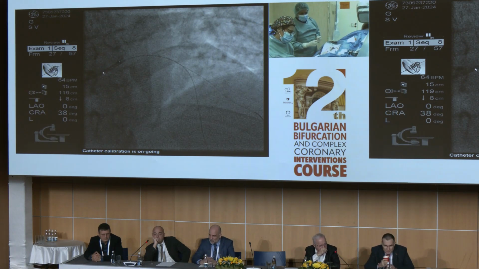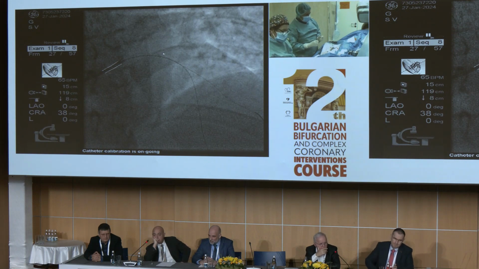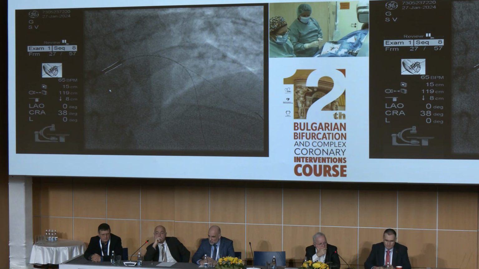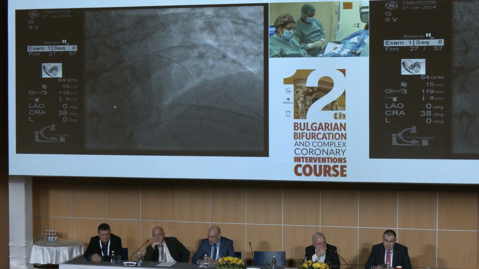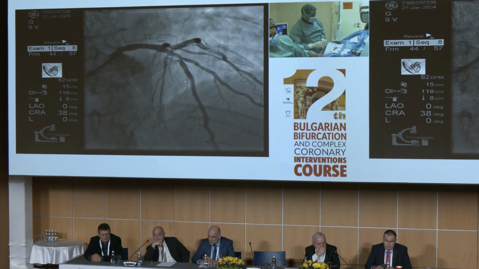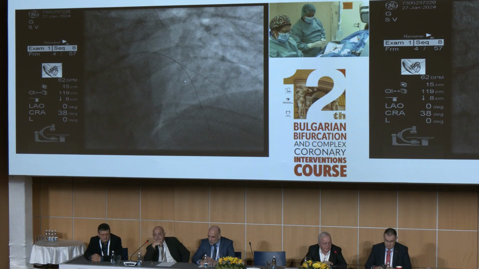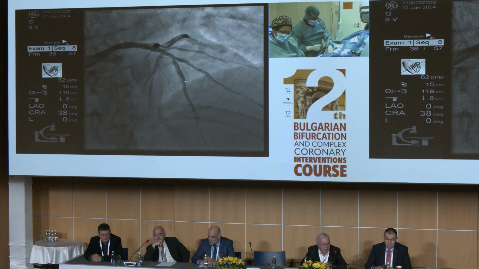So we are going to use high definition IVUS. This is the ASIS system. Correct me if I am wrong, but I think it's 45 megahertz, the ASIS system. We have a 60 megahertz system in Boston Scientific.